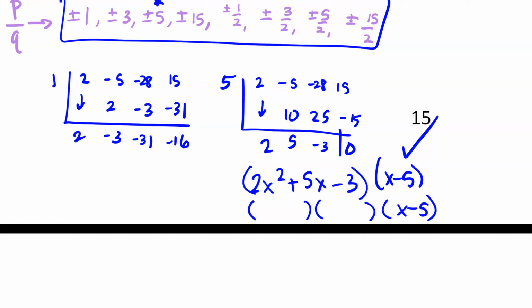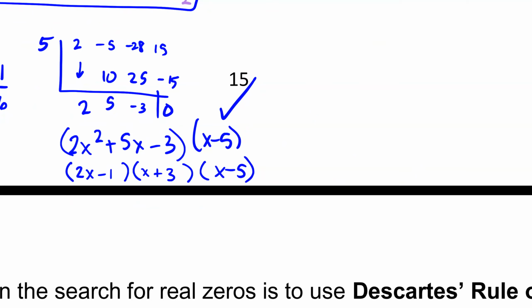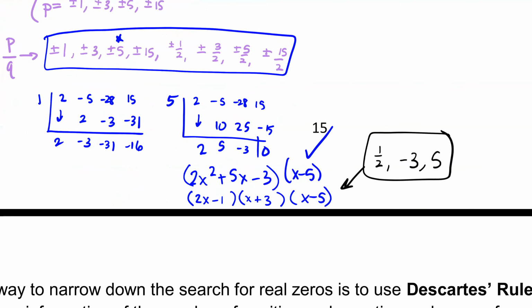What are the factors? 2x minus 1, x plus 3? Yeah? Okay. I'm sorry, this is going all over the place. Let me be a little more clear. What this means is one of my roots is a half, another is -3, and the last one is 5. Remember, this is a cubic function, so at most we can have 3 zeros, but all of our zeros are rational numbers. They are all on our list: the positive half, the -3, the positive 5.